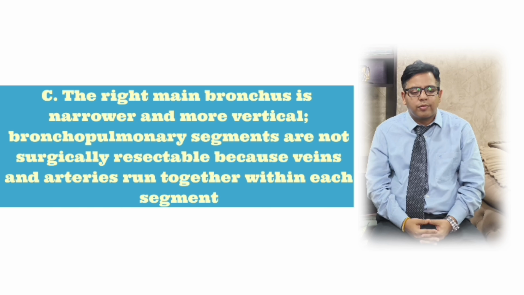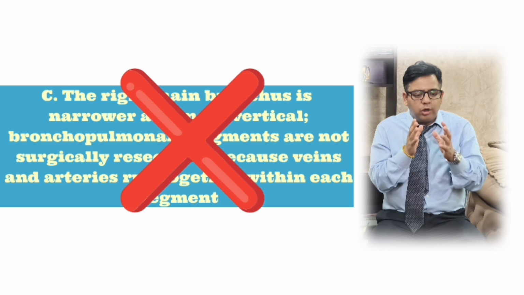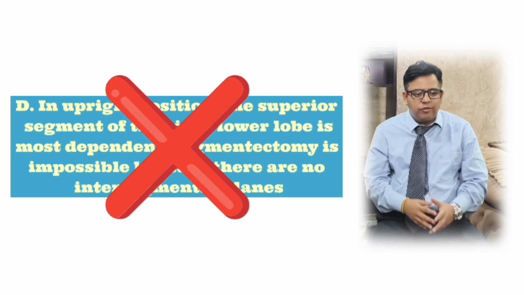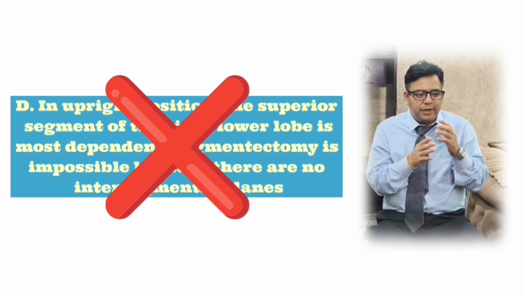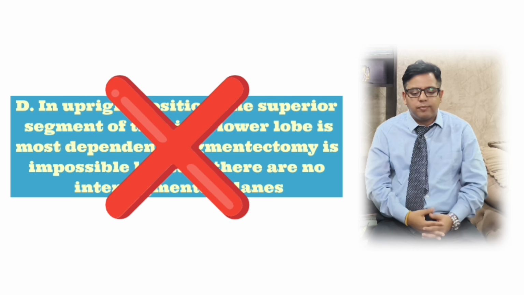Option C. The right main bronchus is narrowed and more vertical. Bronchopulmonary segments are not surgically resectable because veins and arteries run together within each segment. This is again a wrong statement, as bronchopulmonary segments are resectable and the right bronchus is not narrow, it is wider. Option D. In upright position, the superior segment of right lower lobe is the most dependent. Segmentectomy is impossible because there are no intersegmental planes. This is again a wrong statement, as segmentectomy is not impossible, and there are intersegmental planes. Option E.